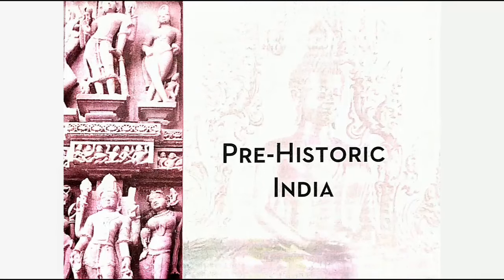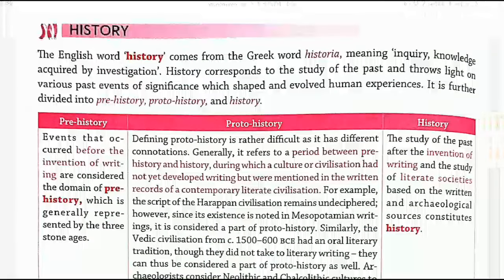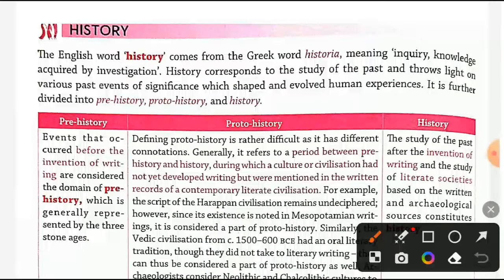So chapter 1 is regarding prehistoric India. In prehistoric India, first here it is given about the history. The word history came from the Greek word.